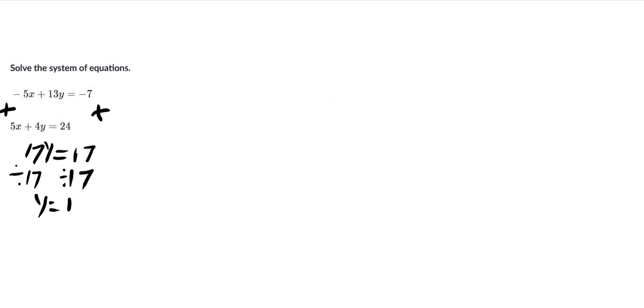Now we can plug that into either equation. This one looks easier because this one's got negatives, and I don't like negatives. So I'm going to use this one. You can use either one. 5x plus 4y equals 24. We know that y equals 1.